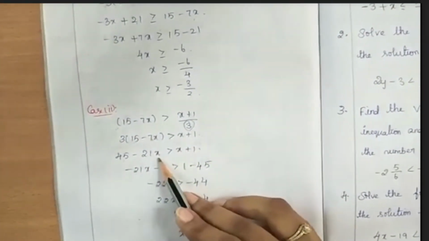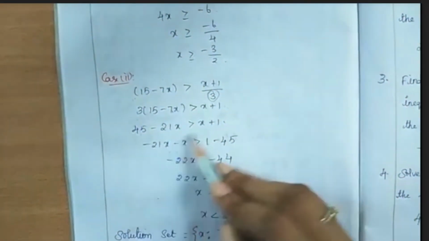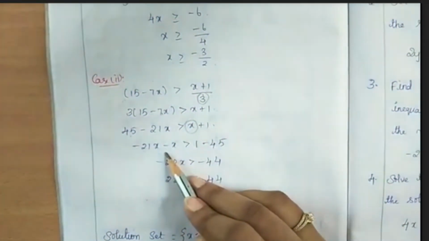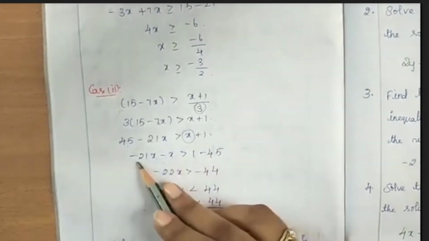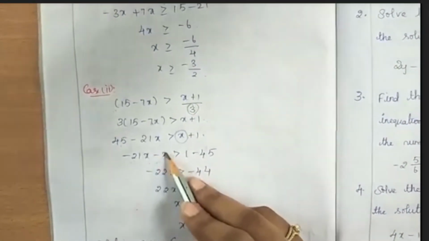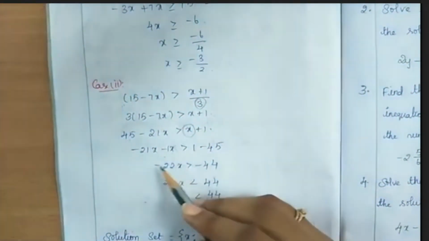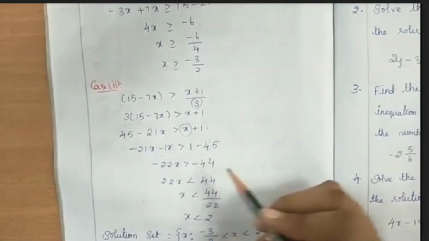Now bring all the x terms to the left hand side and constants to the right hand side. Now minus 21x, here we have plus x. So if you bring x to the next side, it will become minus x, greater than 1 minus 45. So minus 21x minus x, we have to consider it as 1x. So minus 21x minus 1x is equal to minus 22x, greater than minus 44.